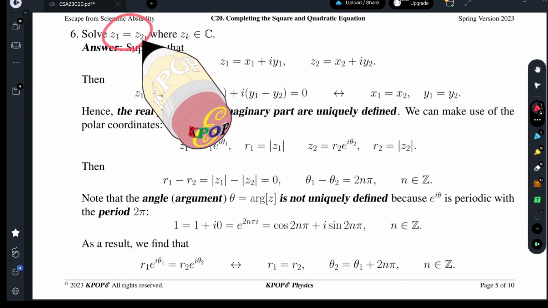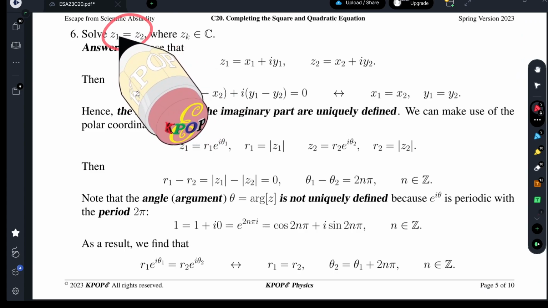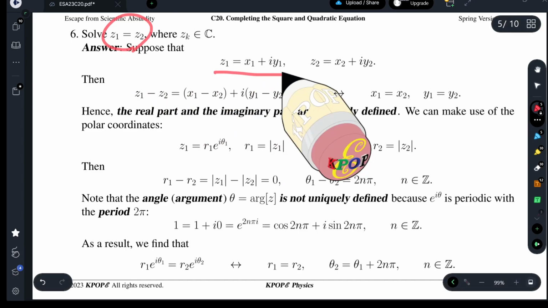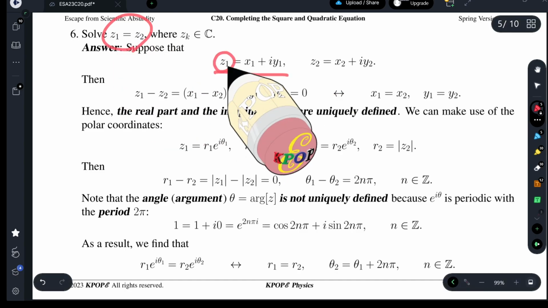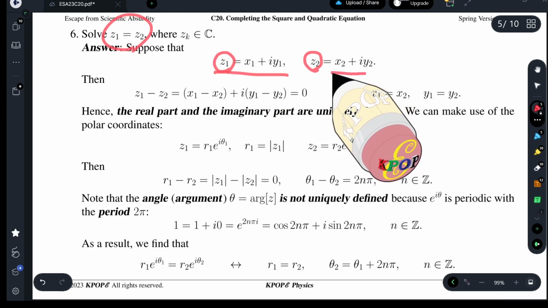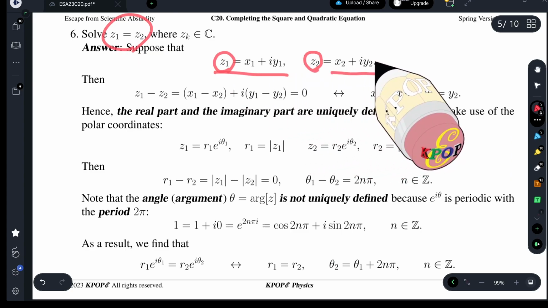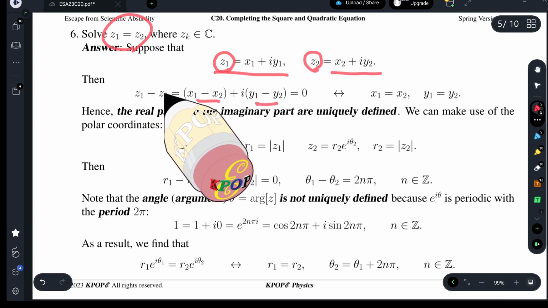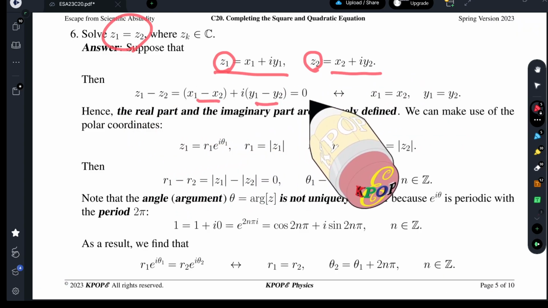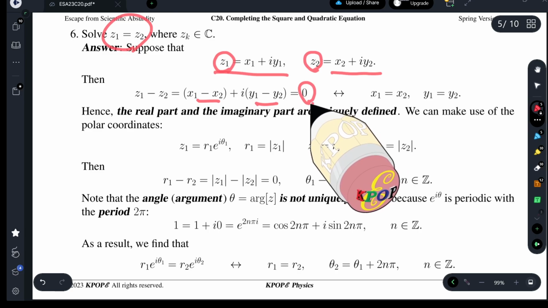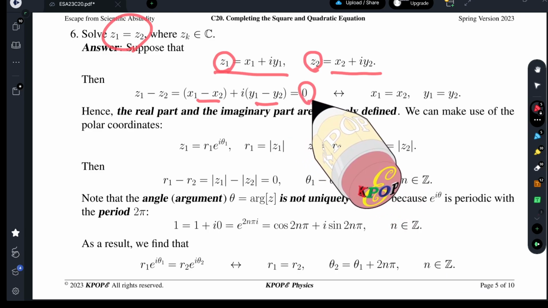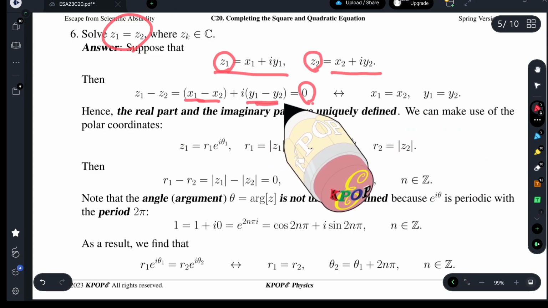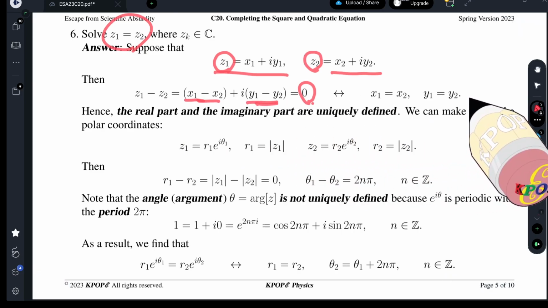Next we solve the equation. Two complex numbers are the same. What is the condition? We express each complex number in terms of the real part and imaginary part, then subtract. If they are the same, that means the subtraction must give 0. If it is 0, then both the real and imaginary parts must be the same.